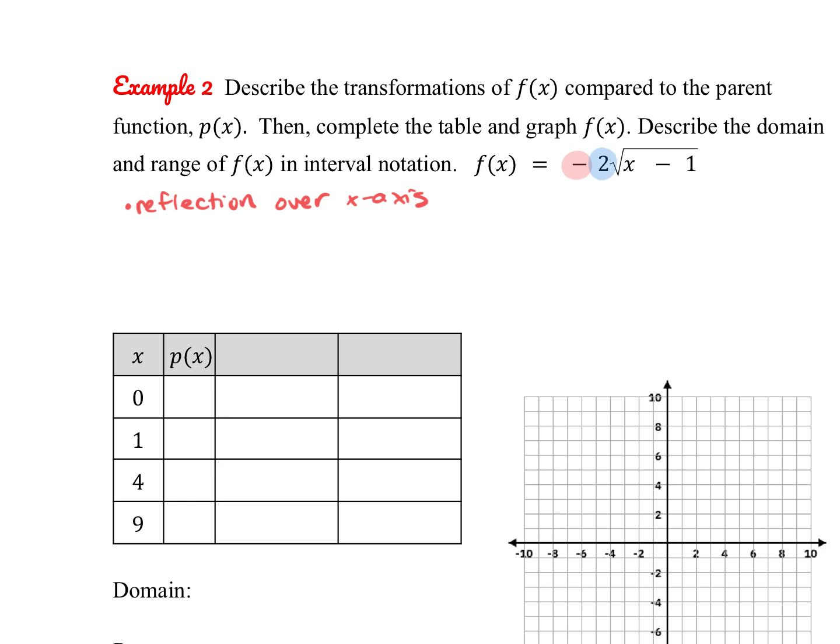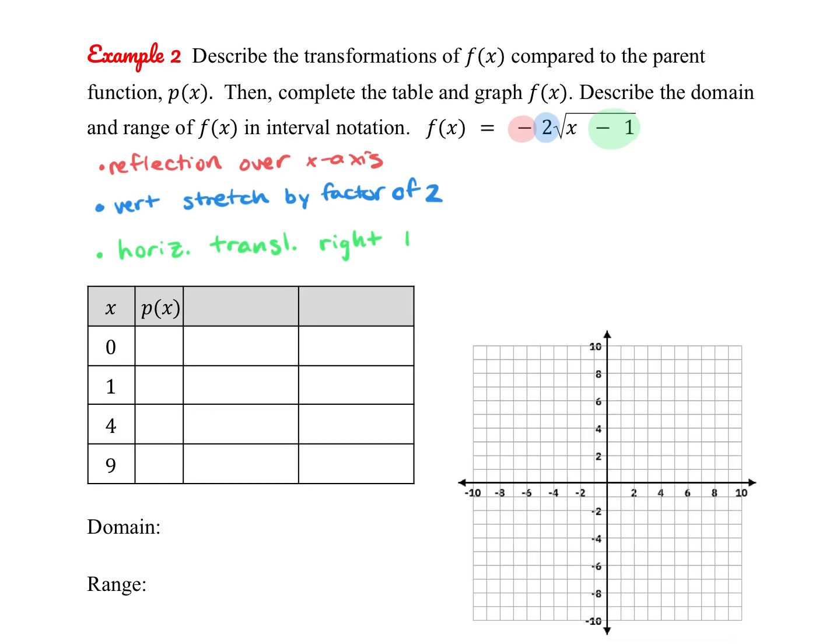The next thing I see is I'm multiplying by 2 out front, so that's going to be a vertical stretch because the factor is 2. So by a factor of 2. Then the last thing I see is that I'm subtracting 1 from x. So since it's specifically grouped with x, it's going to be horizontal, and it's a translation because I'm adding or subtracting. This should go in the opposite direction. So it's going to go right 1.